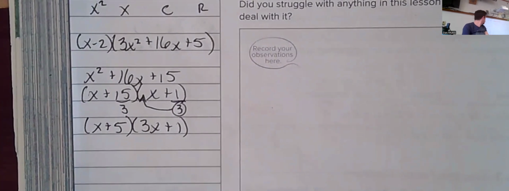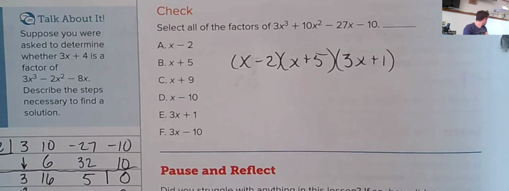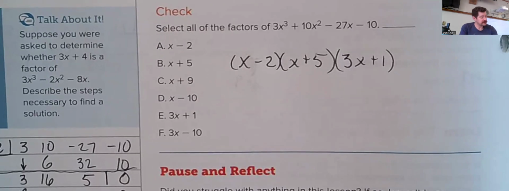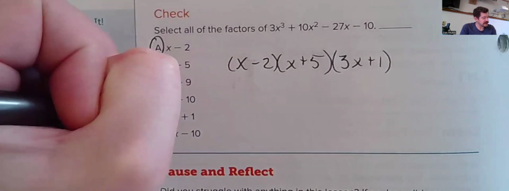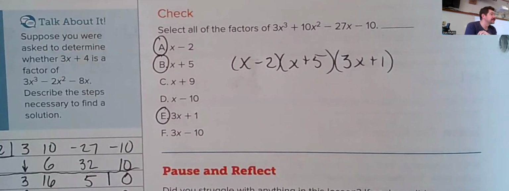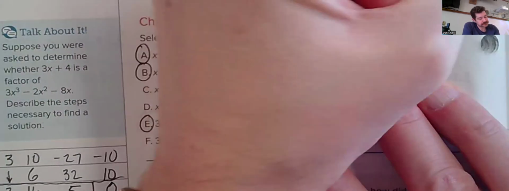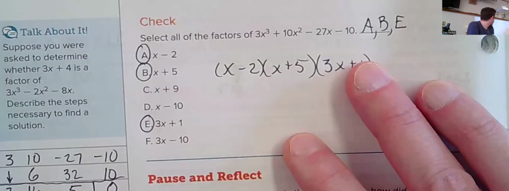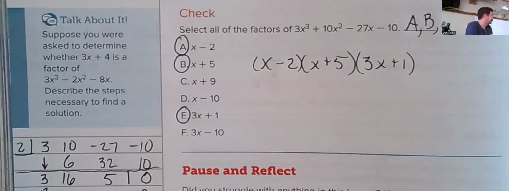And then our answer, in terms of factoring, that's what it factors to. So A, B, and E. So those are the three solutions, A, B, and E. And it was fortunate that the first one we tried ended up being a factor, because that made the rest of it a little bit quicker.